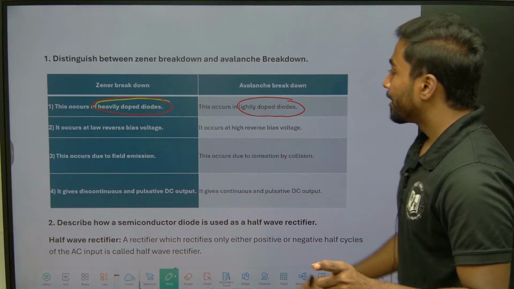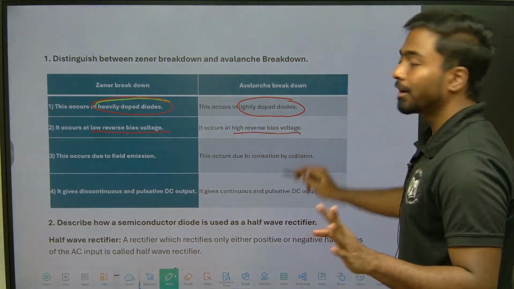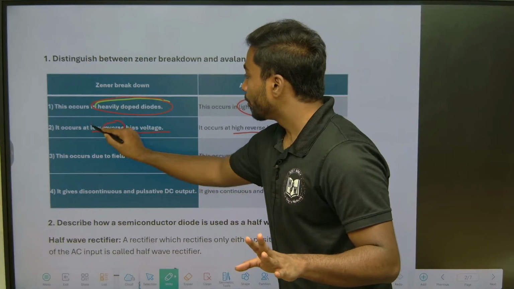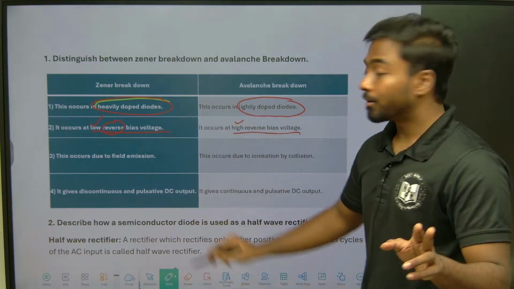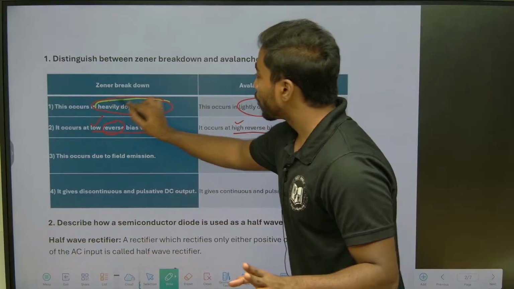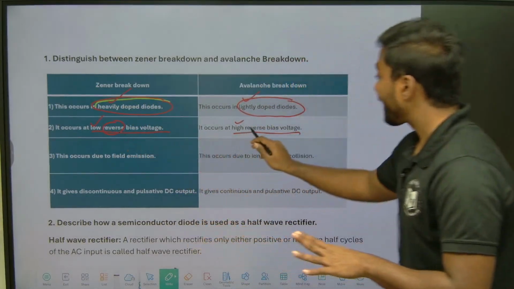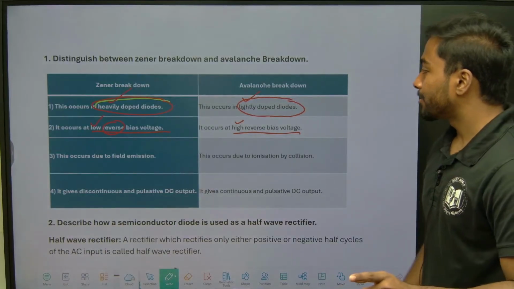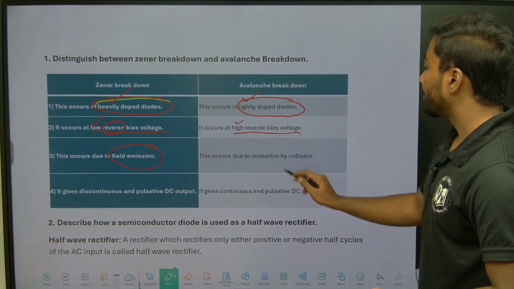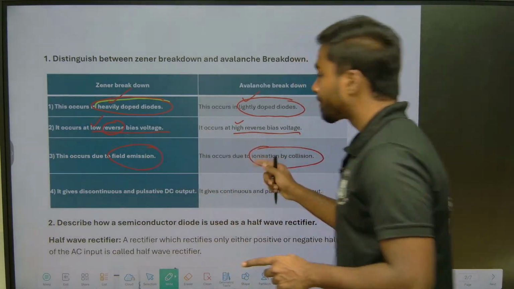It occurs at low reverse bias voltage, here high reverse bias voltage. Reverse bias is the common term, but it is low and it is high. Here high doped and here low doped. Here low reverse bias, here high reverse bias, and this occurs due to field emission, and this occurs due to ionization by collision.